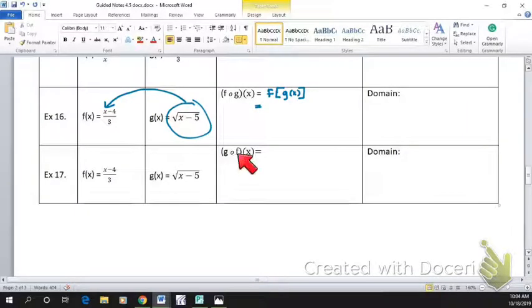Okay, so replace this x with the square root of x minus 5. I'm putting g into f. So when I do that, that's going to look like this: the square root of x minus 5, minus 4, all over 3. Does that make sense? All I did was replace this x with the square root of x minus 5.